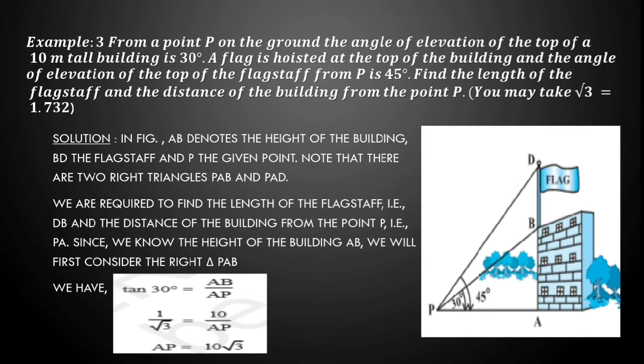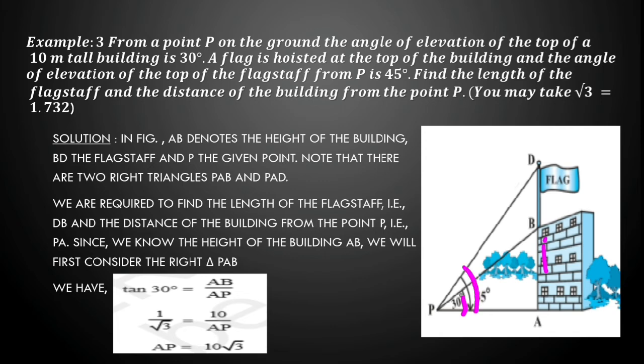Okay, so the height of the building is given as 10 meter. So this AB represents the height of the building, right? So you can say that AB is equal to 10 meter. Now this BD is the flag staff. So from the figure you can say that angle APB is 30 degree, and angle APD is 45 degree.